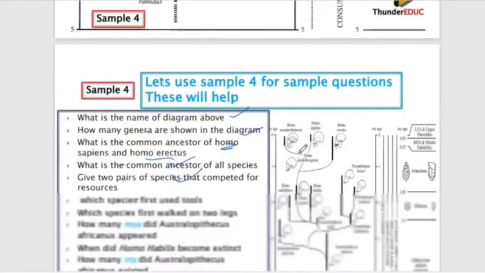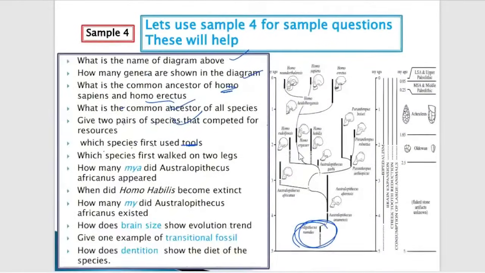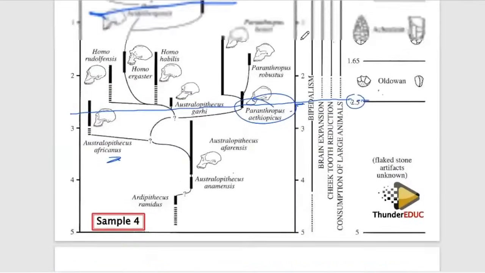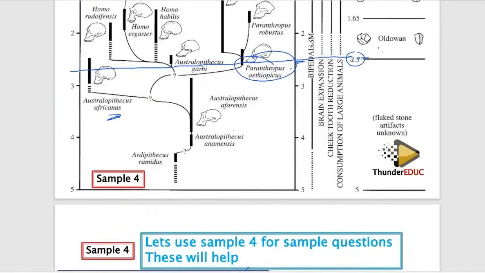Then they are asking another question: the species to walk on 2 limbs. The species to walk on 2 limbs is Homo erectus. But if they give you a diagram, you have to look at it. Bipedalism is here. So the species that first walked on 2 limbs is Australopithecus anamensis. So Australopithecus anamensis is the one which first used the 2 limbs.